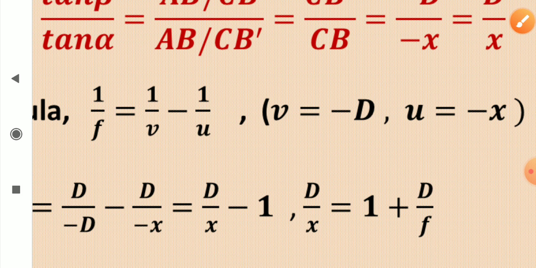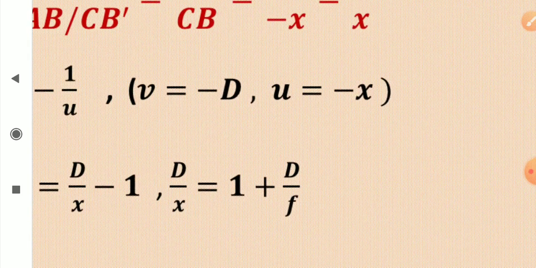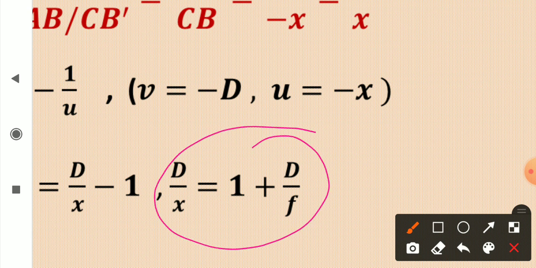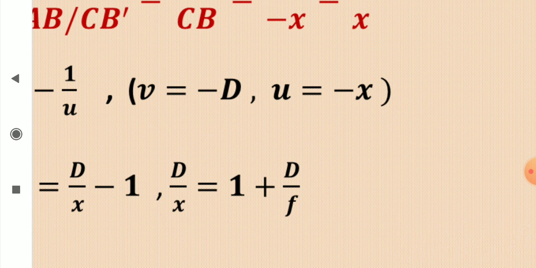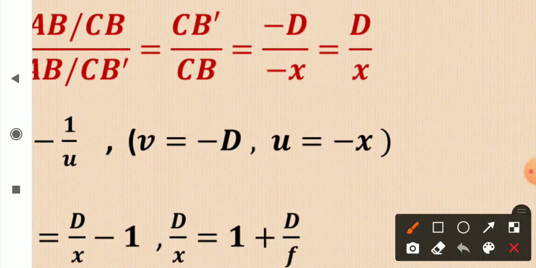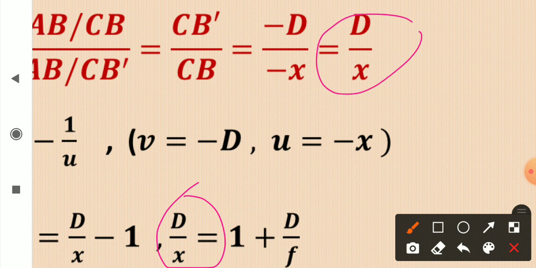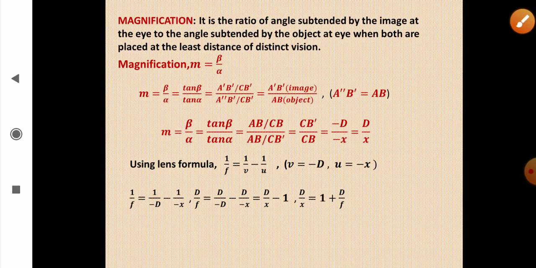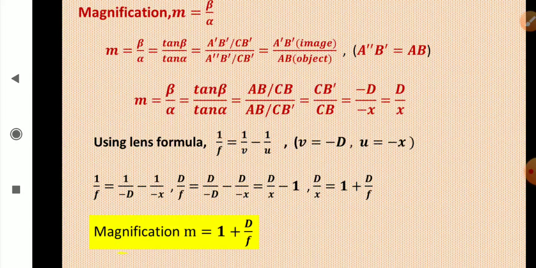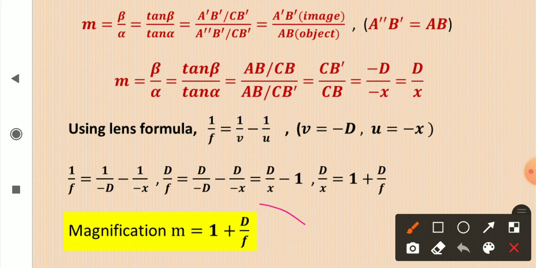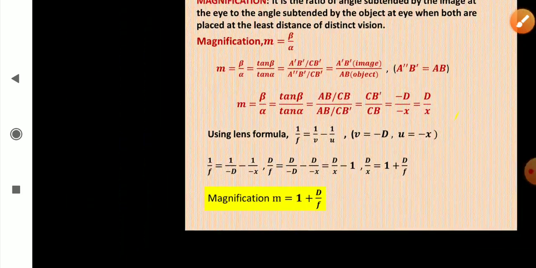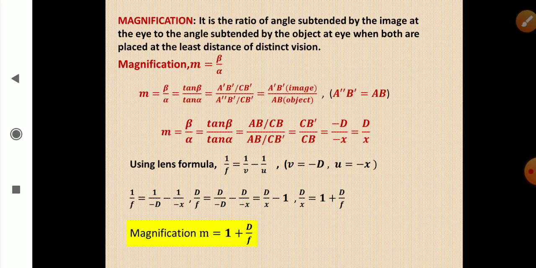D upon x, see, d upon x is equal to 1 plus d upon f, and this d upon x is the magnification. So magnification by a simple microscope is given as 1 plus d upon f when the final image is formed at the least distance of distinct vision. So this is a very important relation and very important derivation also.